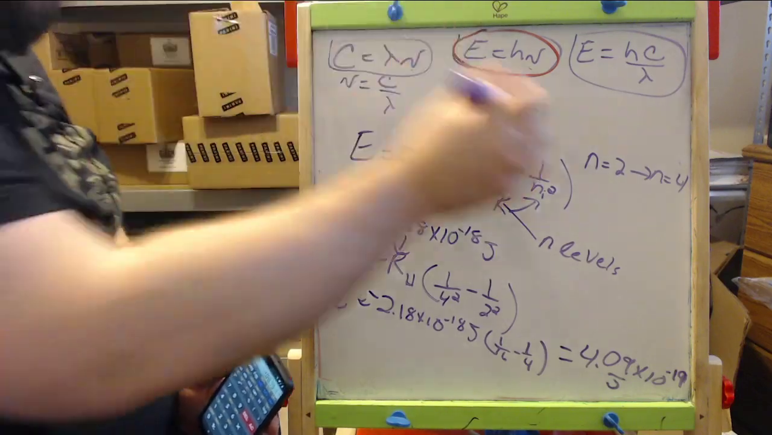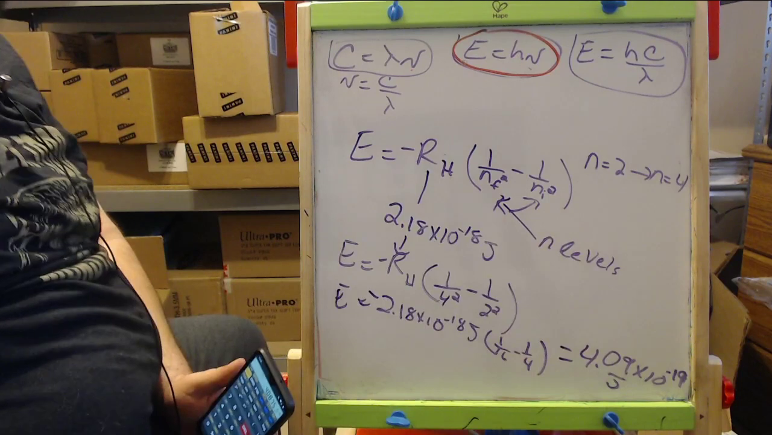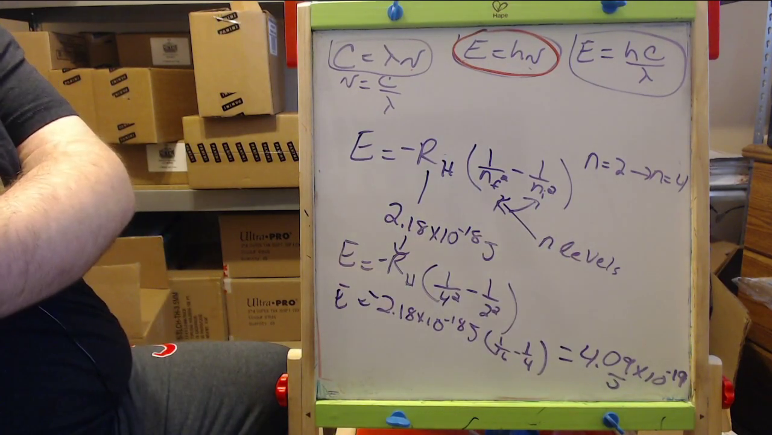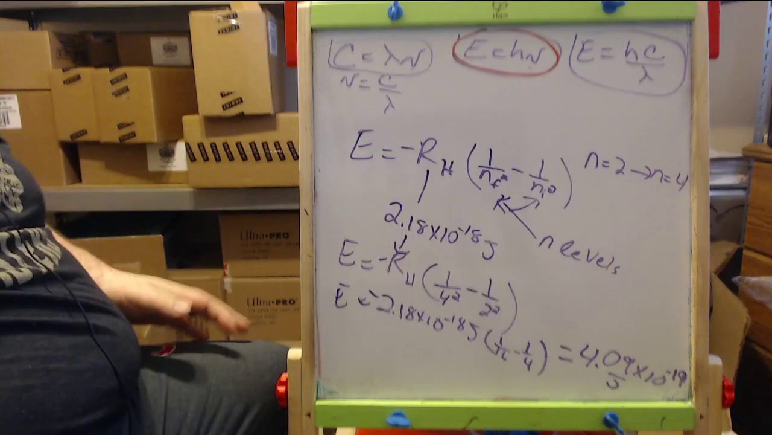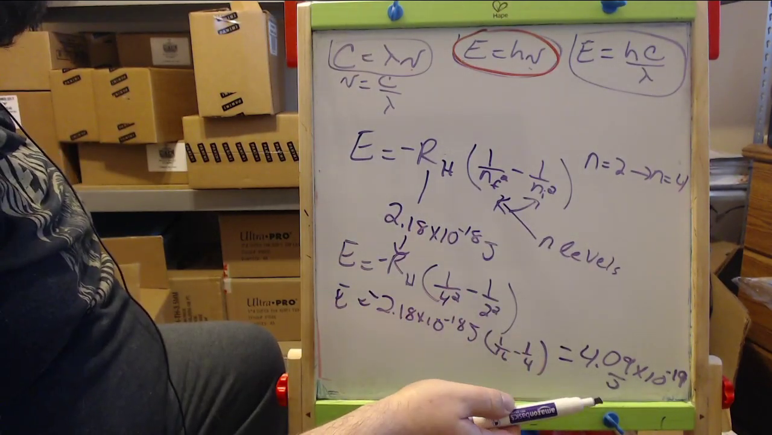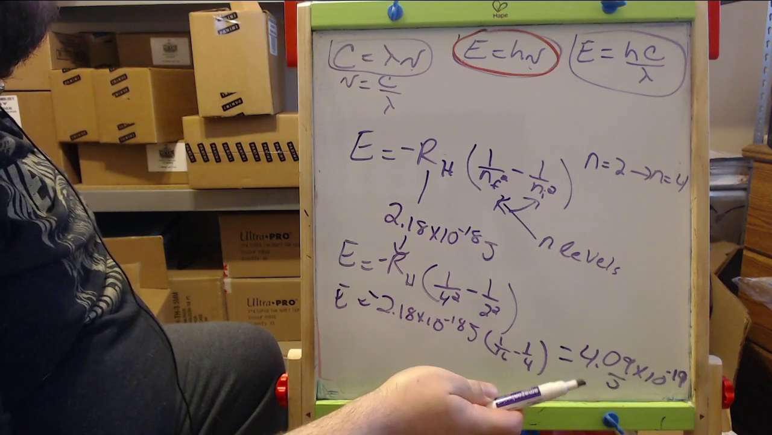Now, if I were moving from 4 to 2, the only thing that would change is this would be a negative value. And negative and positive are just telling me direction. Okay? Negative and positive are just telling me direction.